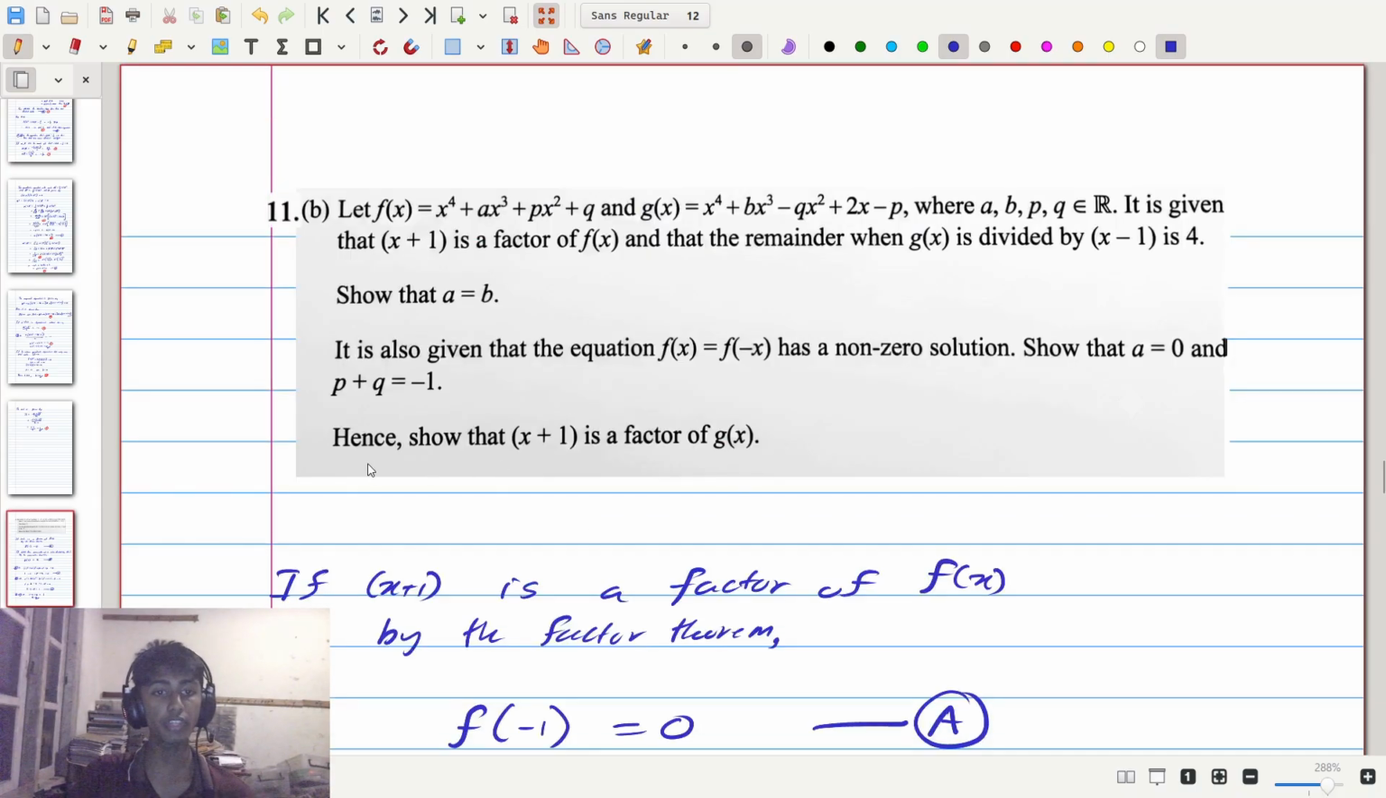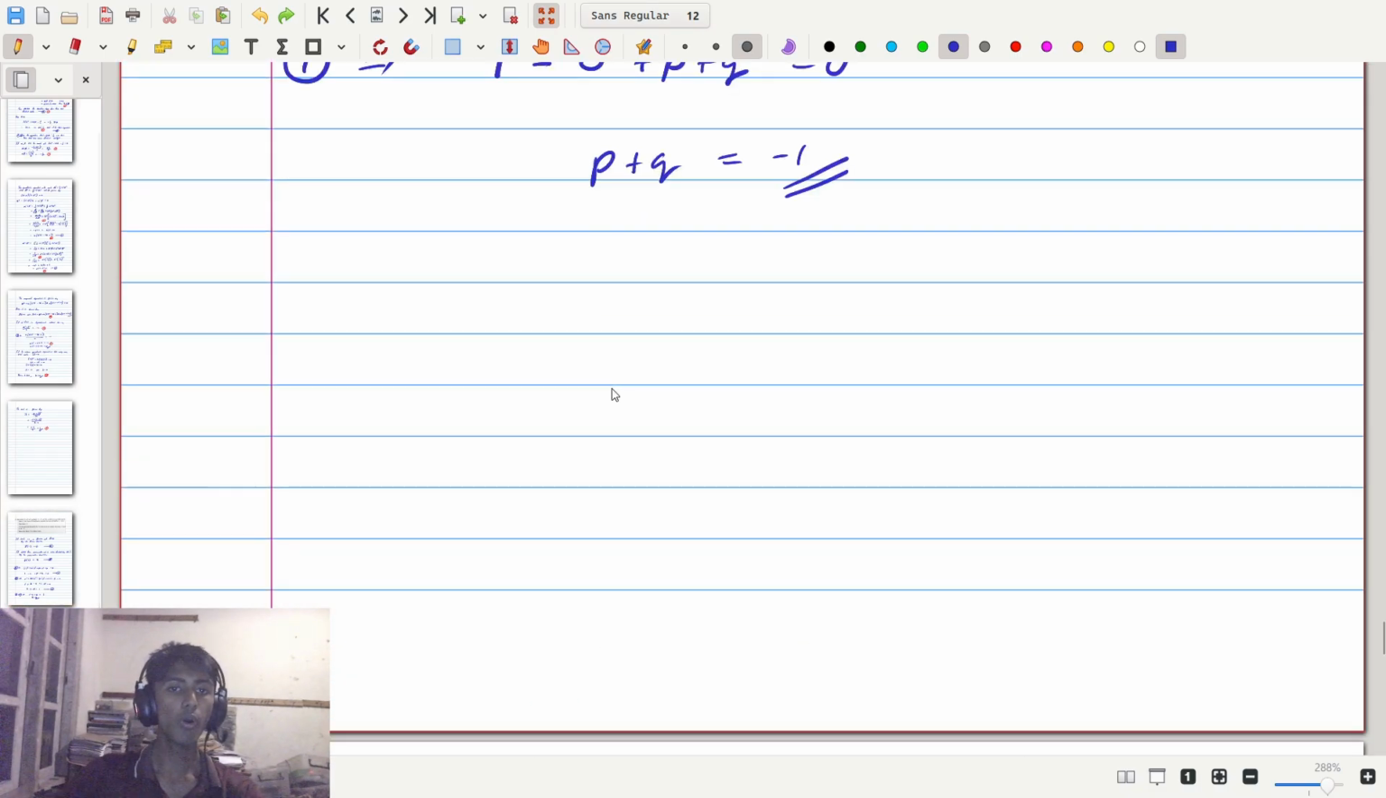So the last part of the question says, hence, show that x plus 1 is a factor of the function g of x. Now there are two ways to do this. One way is to try to factorize the function g of x. Another way to do it is to simply use the factor theorem, substituting the value that's going to be required for this thing to be equal to 0, which in this case, in order to make x plus 1 equal to 0, we need x equals negative 1, and we can substitute g of negative 1, and we know, according to this factor theorem, g of negative 1 must be equal to 0. So going down, all we need to do is to show that g of negative 1 is equal to 0.